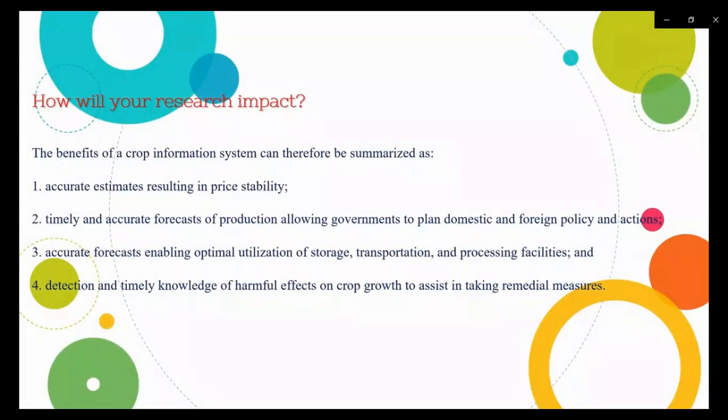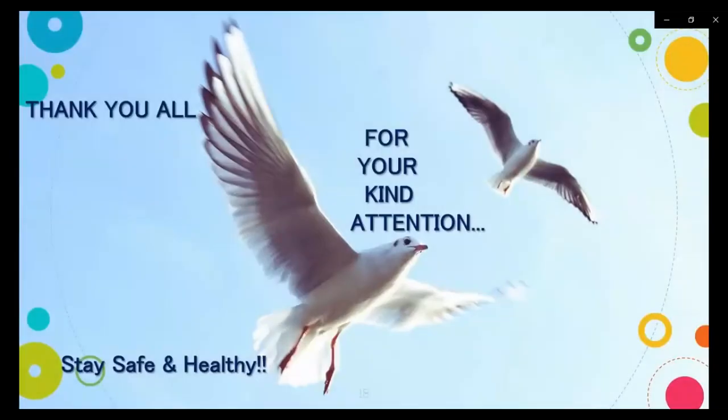So how will this research impact? So the benefits of a crop information system can therefore be summarized as accurate estimates resulting in price stability, timely and accurate forecast of production allowing governments to plan domestic and foreign policy and actions, accurate forecast enabling optimal utilization of storage, transportation, and processing facilities, and detection and timely knowledge of harmful effects on crop growth to assist in taking remedial measures. So I conclude with this.